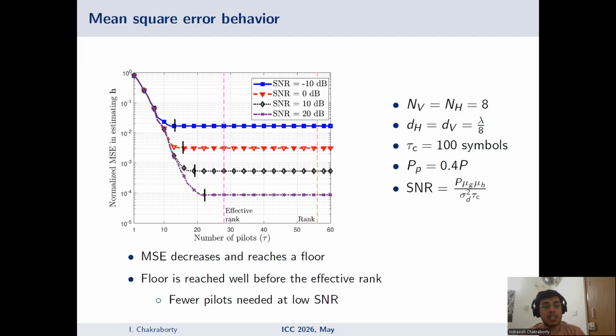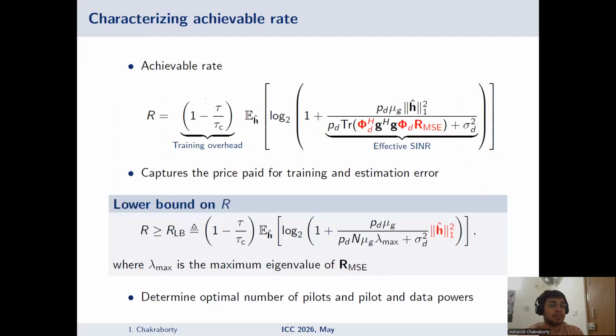Now we looked into this problem in the light of mean square error, right? The whole thing till now. And it says that, okay, you send more pilots and after a certain time, your MSE is going to reach a floor. Even if you send more pilots, it's not going to change. Now we want to look into this problem from a different perspective. And that perspective is achievable rate.